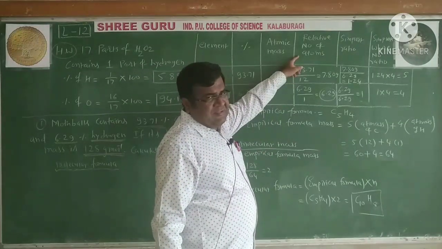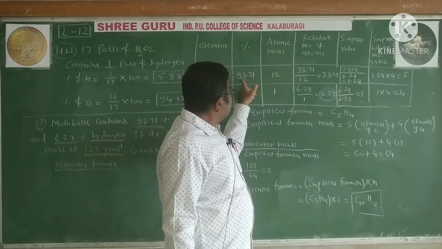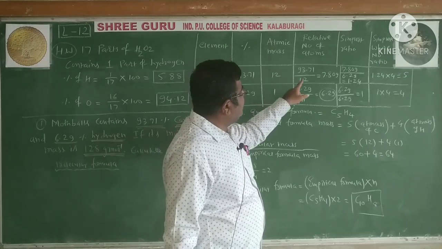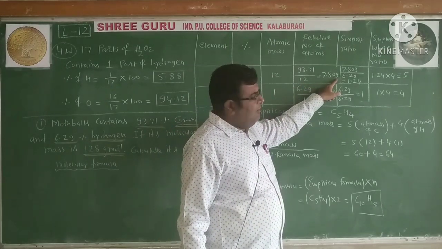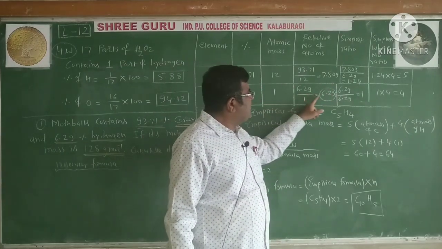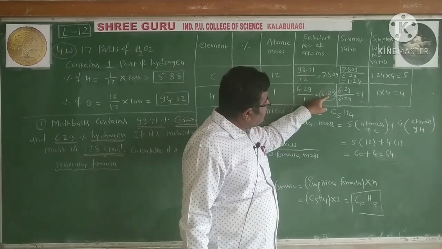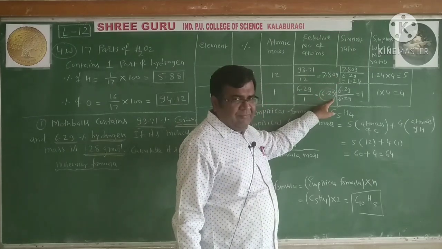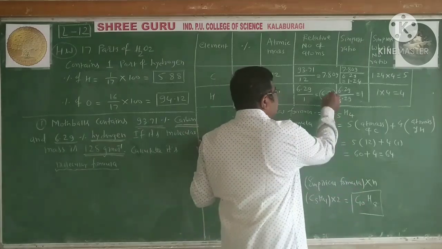Relative number of atoms is nothing but percentage divided by atomic mass. Percentage is 93.71 divided by 12. It happens to be 7.809, and 6.29 divided by 1, 6.29. Now I have to look into these two numbers, 7.809 and 6.29. 6.29 is the smallest one, so I have to select that.